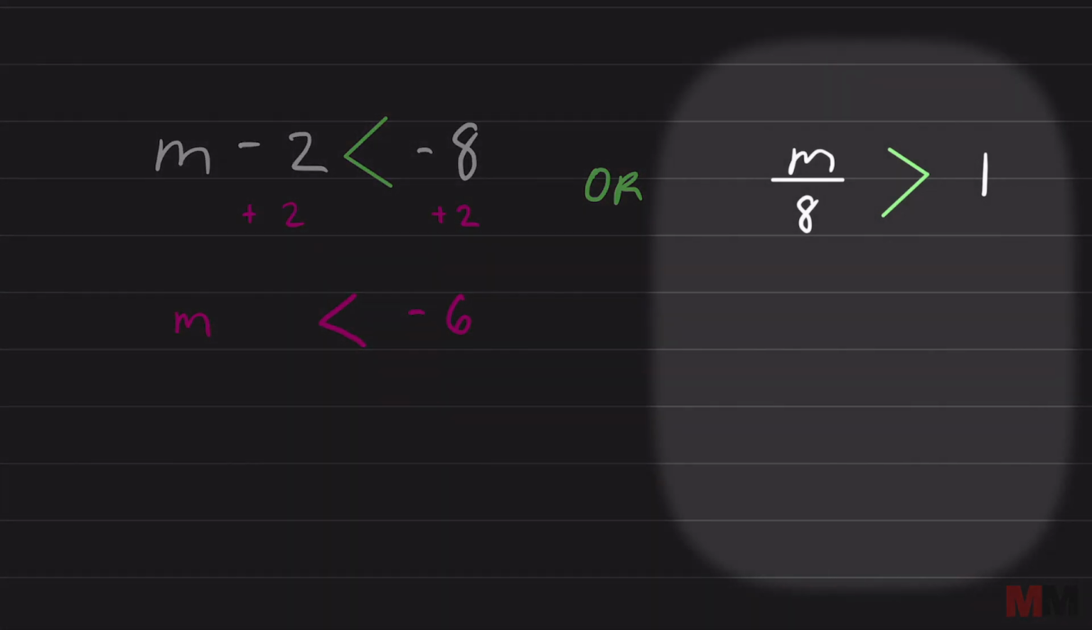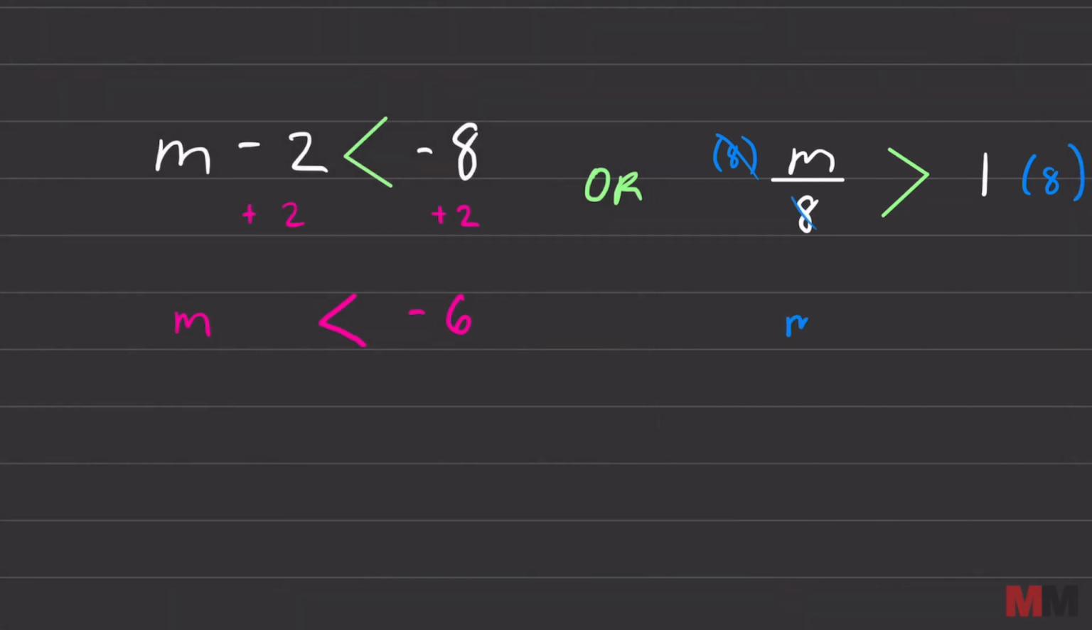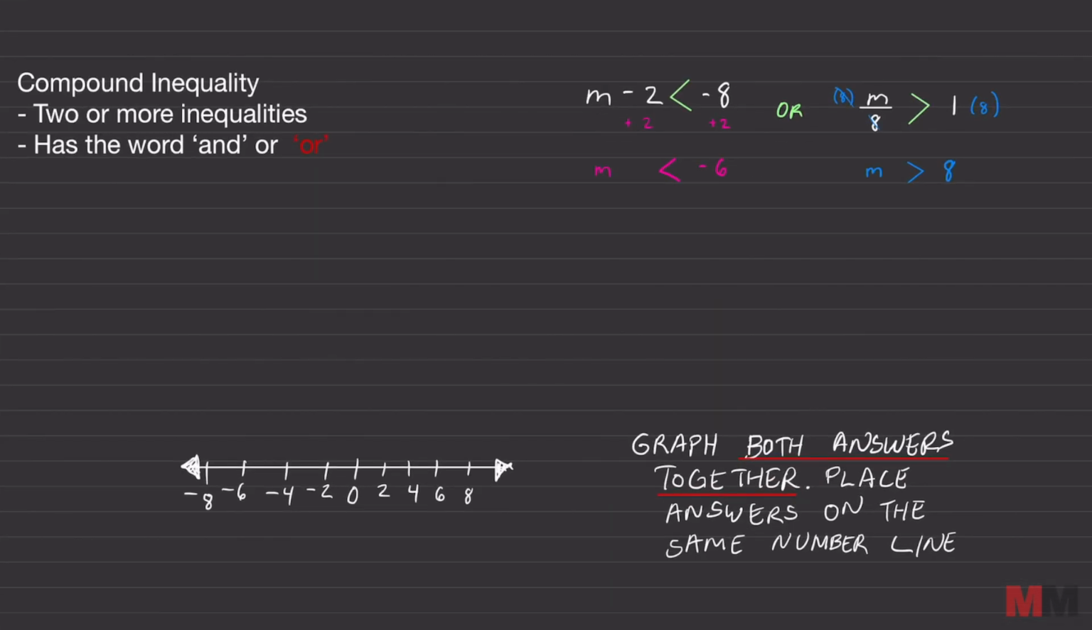Doing the other one, to get rid of that 8 at the bottom, dividing by 8, you just multiply both sides by 8, and that will knock off that 8. So now you got m is more than 8. So the first step is just to solve both inequalities.